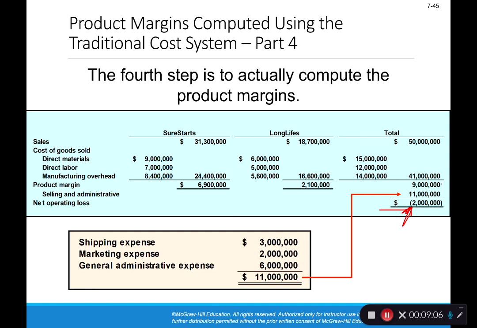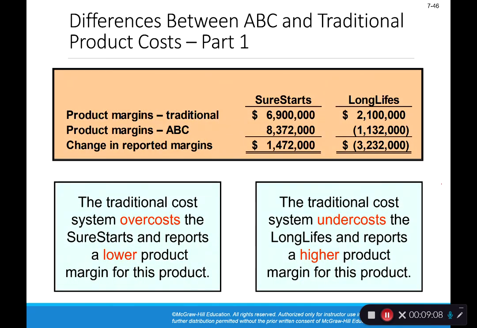However, under this method, we can see that we get a much different result than under ABC. Sure Starts are less profitable under traditional costing. ABC had them far more profitable, so the difference was $1,472,000. Long Lifes under traditional actually look profitable, but in reality, because of all the design resources that they suck up because they're custom, they really, under ABC, were losing money for the business. So we had a far different product margin calculated under traditional and ABC costing.